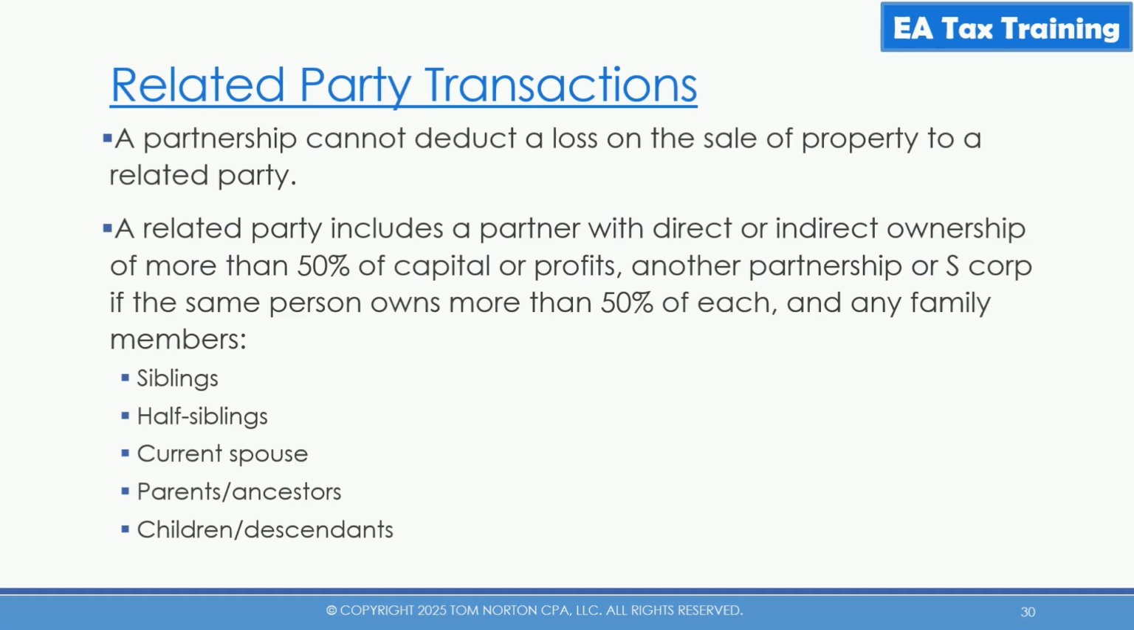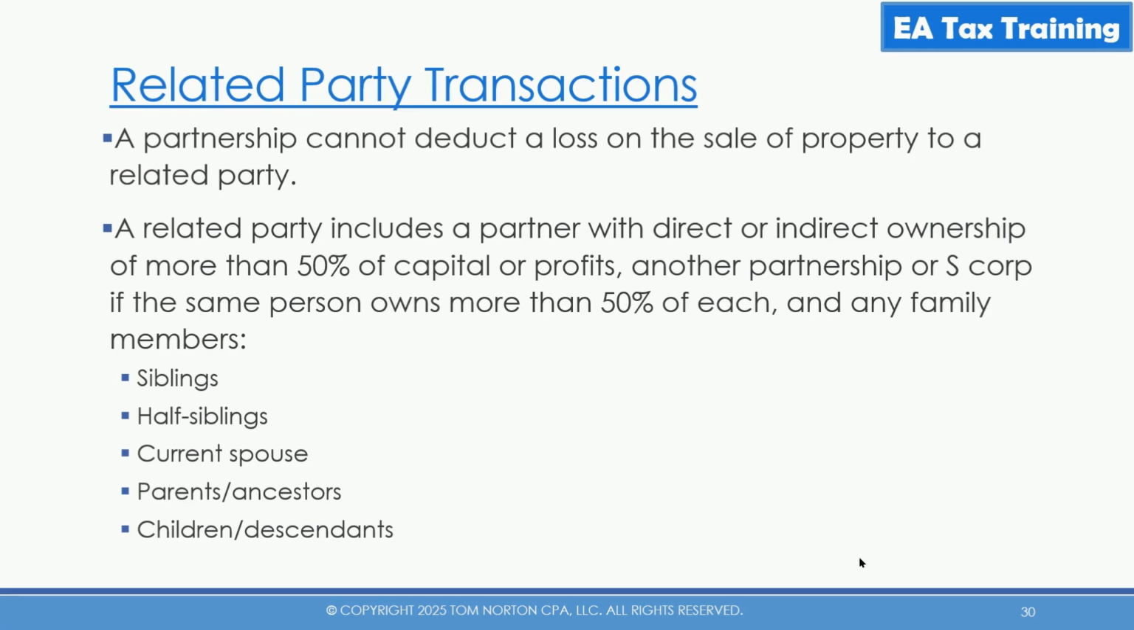Related party transactions. A partnership cannot deduct a loss on the sale of property to a related party. And a related party includes a partner with direct or indirect ownership of more than 50% of capital or profits, another partnership or an S corp if the same person owns more than 50% of each, and then any family members that you see there on your screen. So this is another one of those related party rules where the IRS doesn't want people manufacturing losses by selling property back and forth. So the partnership is not allowed to recognize a loss on the sale of property if it is to one of these related parties.